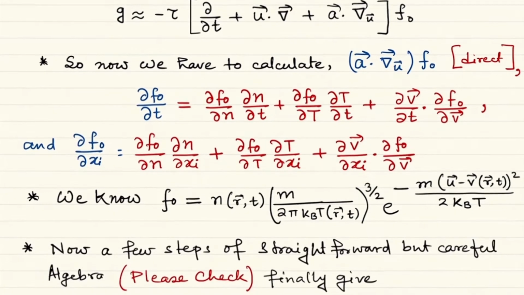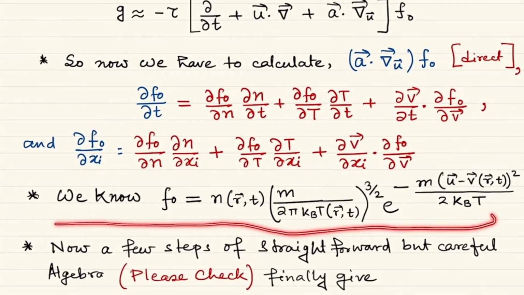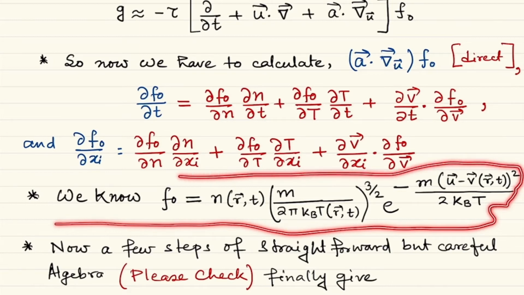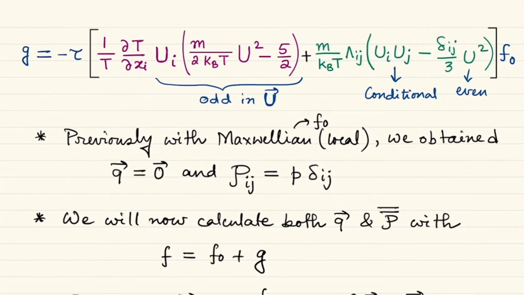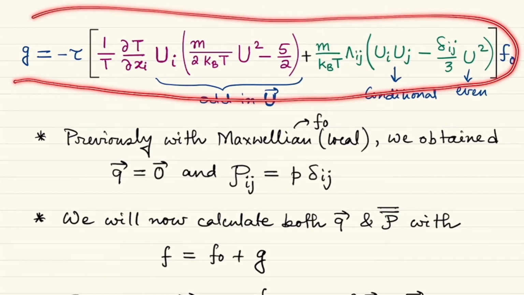Now once again we can recapitulate the functional form of f0, which is a local Maxwellian. So now you have to do step by step some straightforward but careful algebra. If you make some mistake over here, then you will be lost. So do it slowly, even at home when you practice, slowly but step by step. Do not do any step jump. And this will finally give you G to be equal to the whole thing.